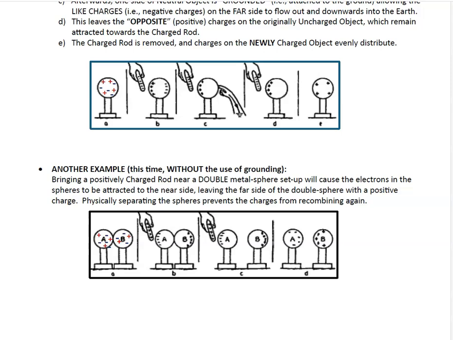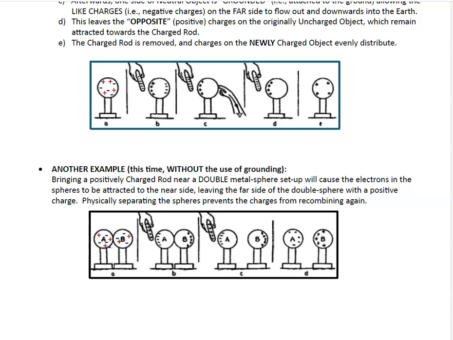And in the final panel, you just move the charged rod away, and now you are left with two spheres, one with negative charge and one with positive charge. And because the spheres are pretty close to one another, they will attract one another. So the negative charges on sphere A are attracting the positive charges on sphere B.